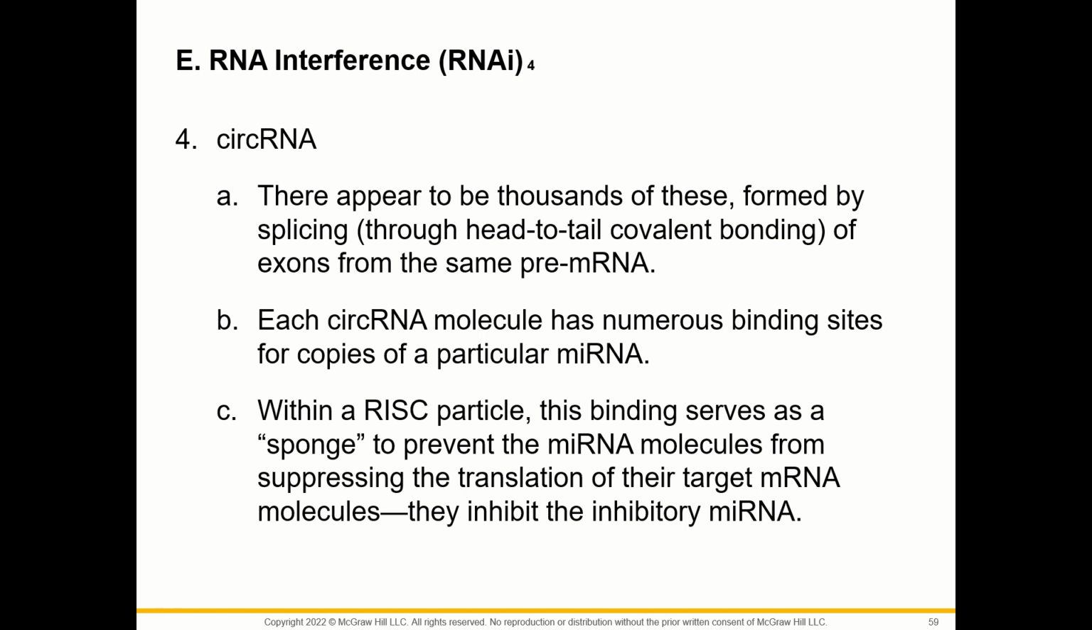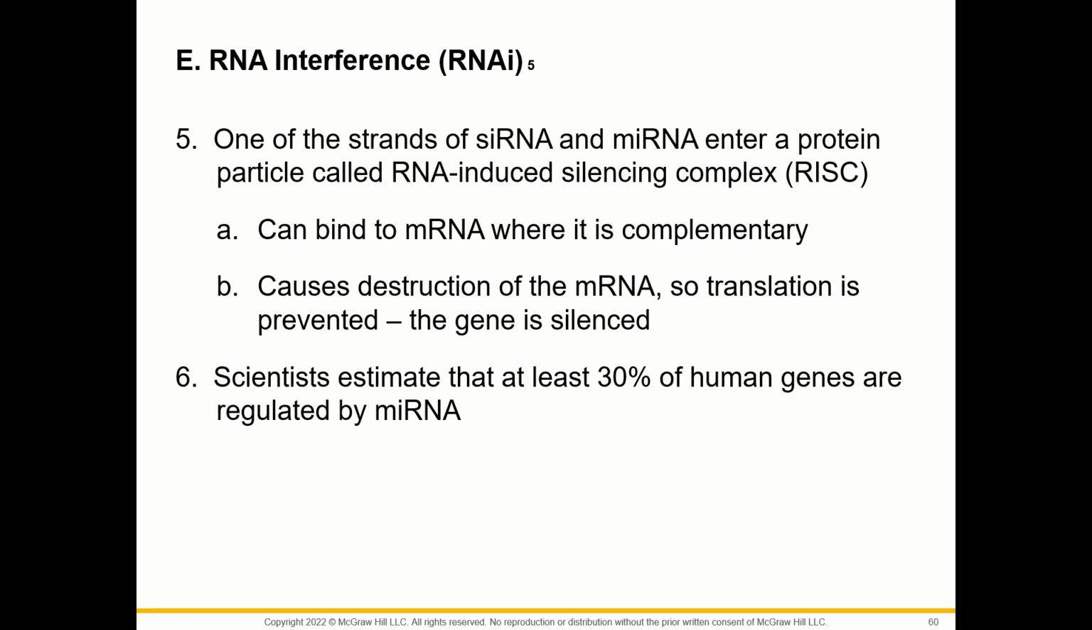So here's the circRNA, the circular RNA, and just as I had mentioned earlier from the book, it says there appear to be thousands of these formed by the splicing through head-to-tail covalent bonding of exons from the same pre-mRNA. So that's pretty much verbatim from the book. And if we remember, they are going to inhibit the inhibitory microRNA.